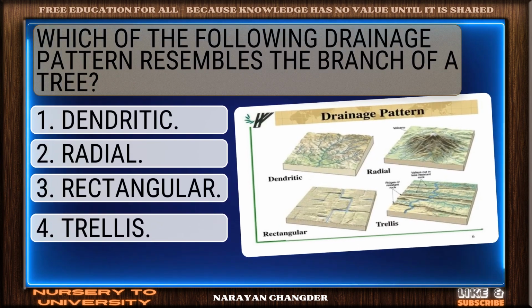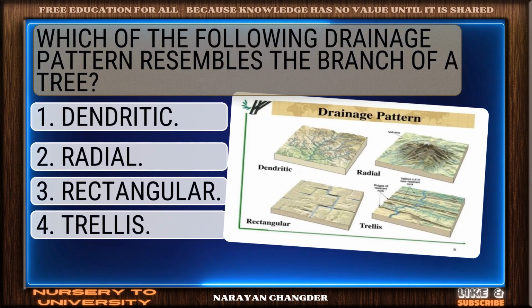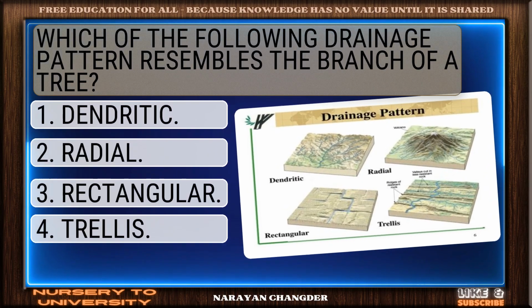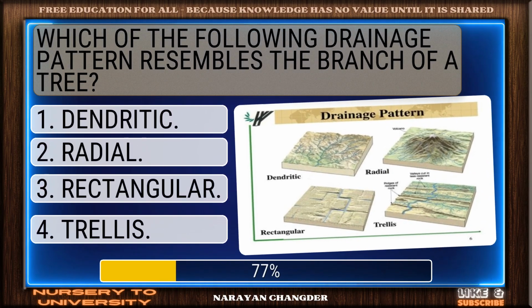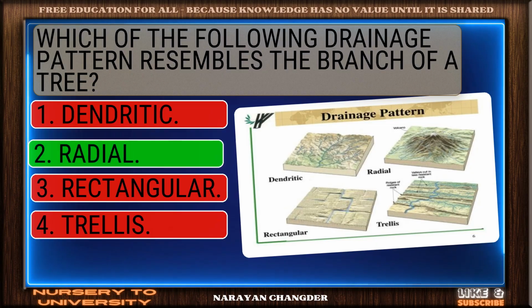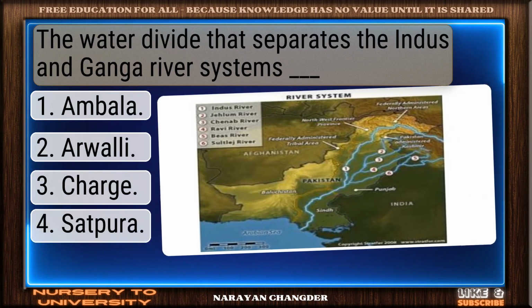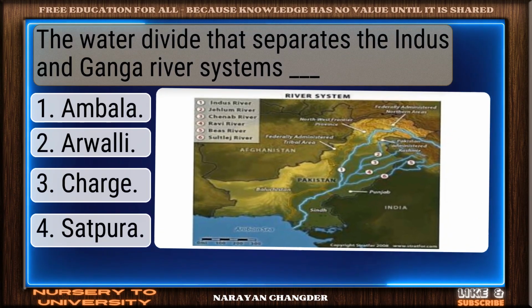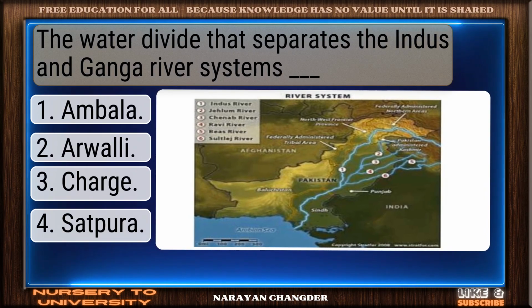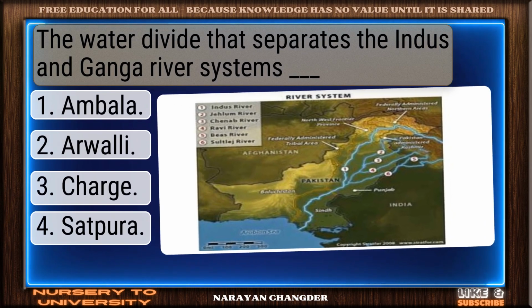Question number 65. Which of the following drainage patterns resembles the branches of a tree? On track. Radial is the correct answer. Question number 66. The water divide that separates the Indus and Ganga river systems dash.